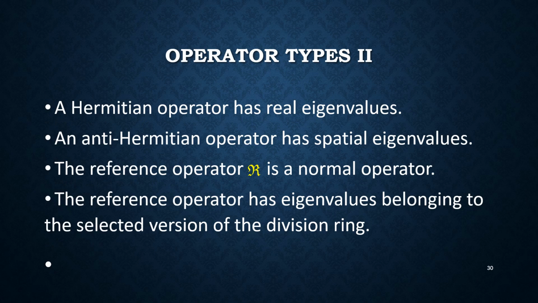A Hermitian operator has real eigenvalues. An anti-Hermitian operator has spatial eigenvalues. The reference operator R is a normal operator. The reference operator has eigenvalues belonging to the selected version of the division ring.